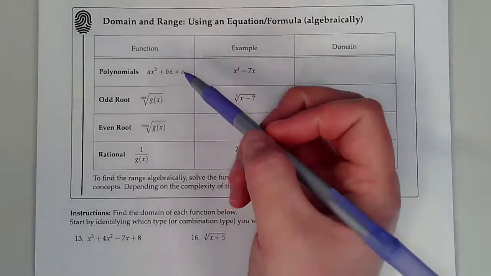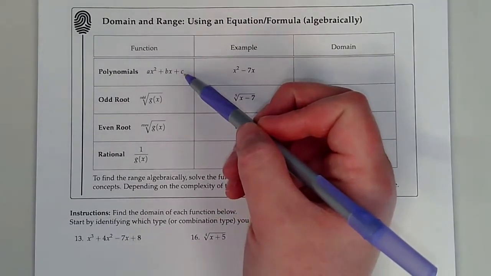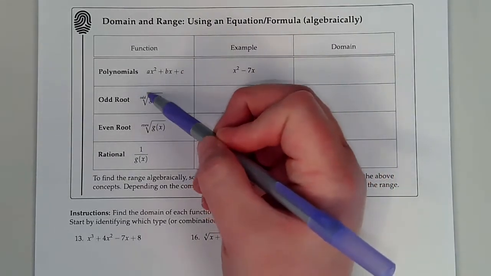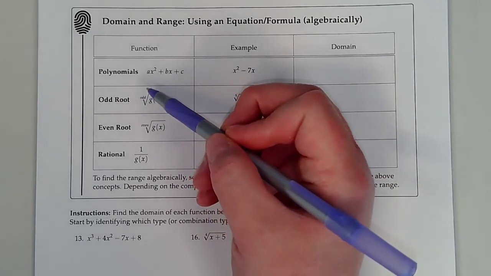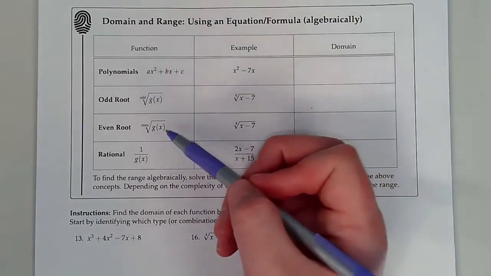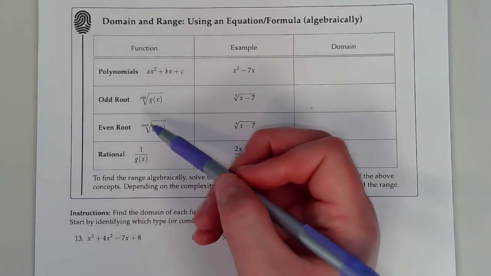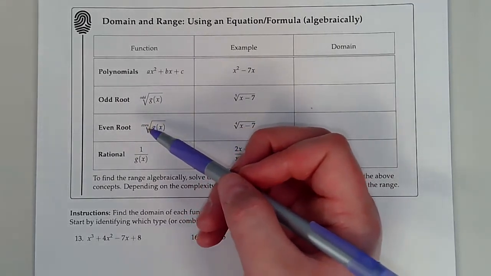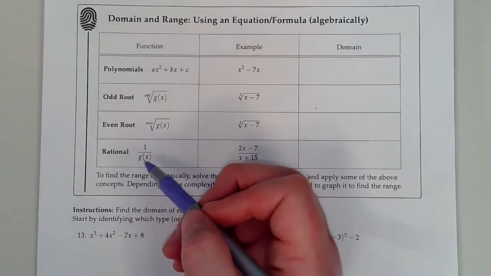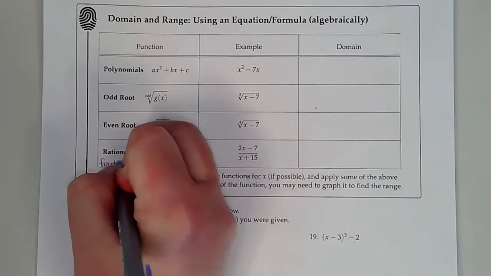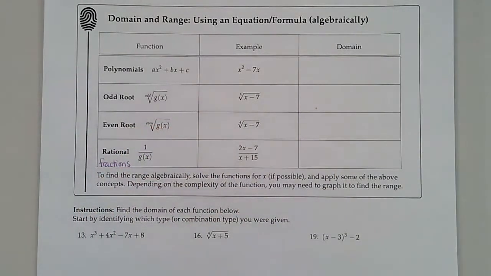So we have polynomials, like ax squared plus bx plus c. I have odd roots, where that number in the root is odd, so the cube root, the fifth root. We have even roots, so that number on the root is an even number, so square root, fourth root, and so on. And then rational functions, and rational functions are really just fractions. Okay, so those are the four main classes we're going to look at.